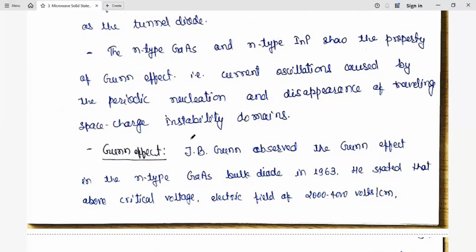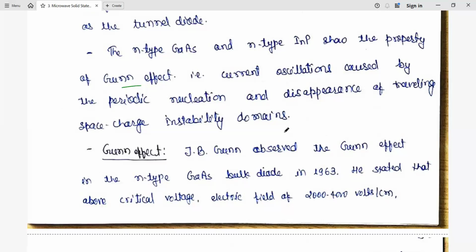They took N-type gallium arsenide or N-type indium phosphide, and both show the property of the Gunn effect. This current oscillation is caused by the periodic nucleation and disappearance of a traveling space charge, which provides the instabilities. So what is the Gunn effect? Again, we are going to define it here.